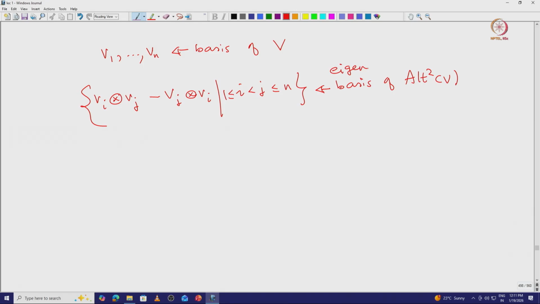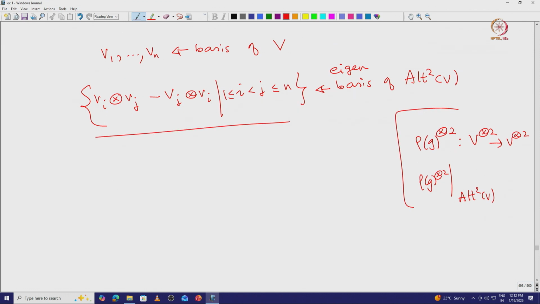So what will be the eigenvalues? We are talking about the induced operator on Alt 2 V. rho(g) is acting on V, so rho(g) will act on V tensor V, and in particular it will act on Alt 2 of V. This is there from V tensor 2 to V tensor 2, and then you can restrict it to Alt 2 V. This is the operator we are talking about, and this is going to be an eigenbasis for this operator. And what will be the respective eigenvalues?